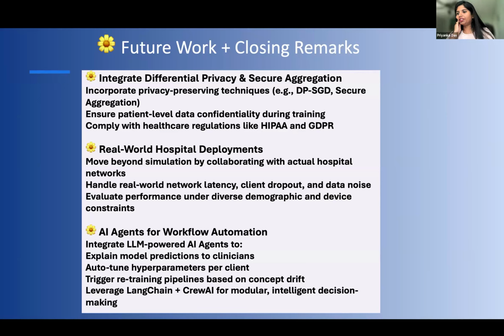And third, I see great potential in integrating AI agents for workflow automation. For example, LLM powered agents could help explain predictions to clinicians, auto tune hyperparameters per client, or re-trigger training when concept drift is detected. I plan to use frameworks like LangChain and CrewAI to build those modular and intelligent agents that can assist across the ML lifecycle in a federated setup.